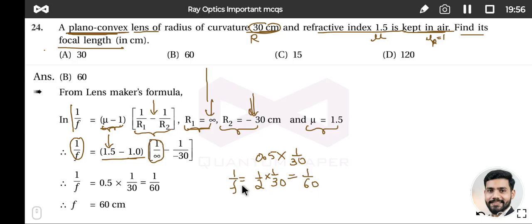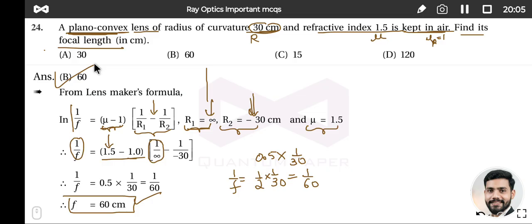So if we take the reciprocal, we'll get focal length f to be 60 centimeter. Okay, so the correct answer is B, 60. Look at the next one.